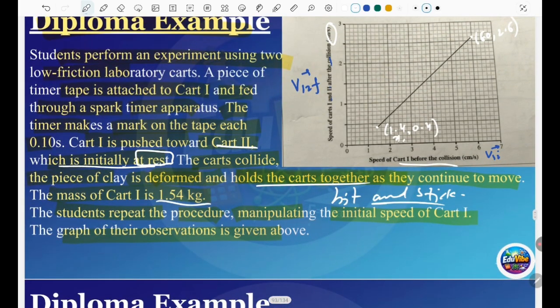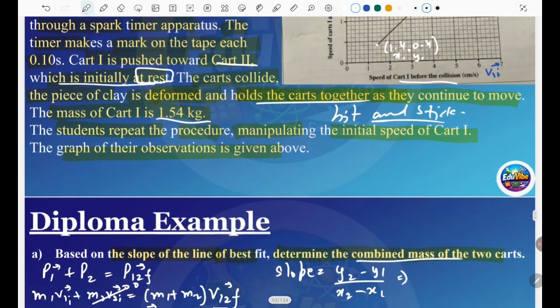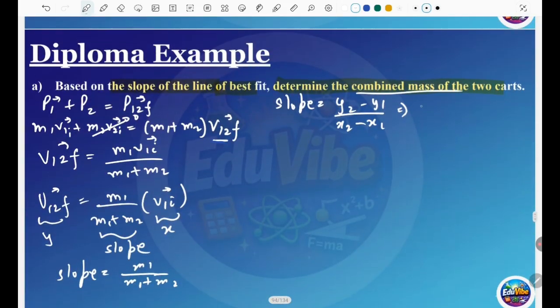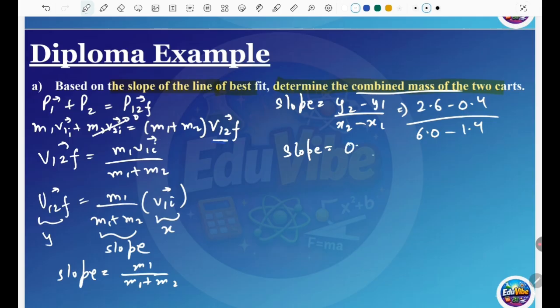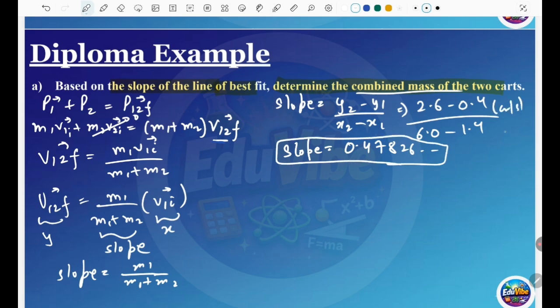So we get two points: this one is x1 y1 and this is x2 y2. So we get 2.6 minus 0.4 upon 6.0 minus 1.4, and when we calculate this we get a slope of about 0.47826. There are no units because both have centimeter per second and they cancel out. So that's how you can find it.